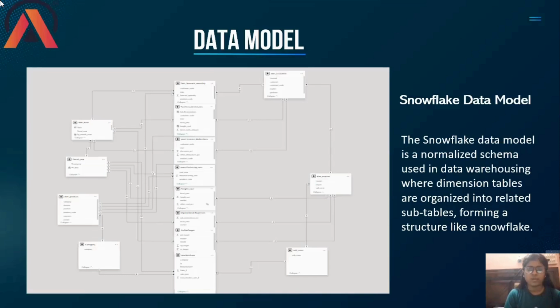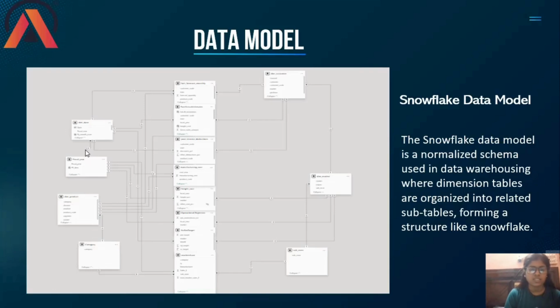If I talk about the data model, mainly there are two types of schema, star schema and snowflake schema. In this project I have used snowflake schema. In the snowflake schema, there are some center tables, also called fact tables. They contain information about sales, profit and revenue. Around the center table, there are some supporting tables, also called dimension tables. They contain information about market, customer or date. In this snowflake schema, these dimension tables are further divided into smaller tables, which contain more detailed information.